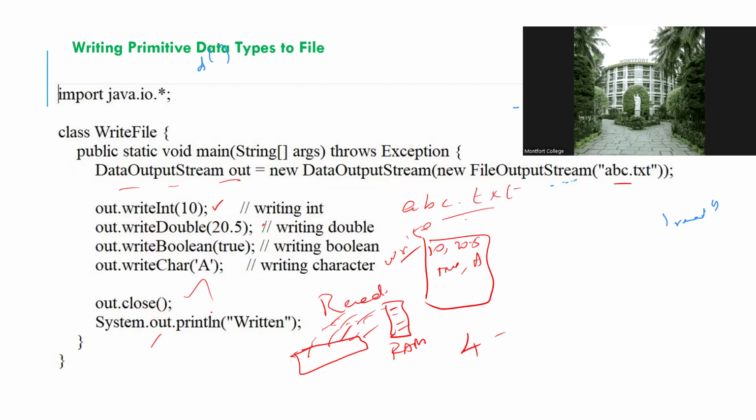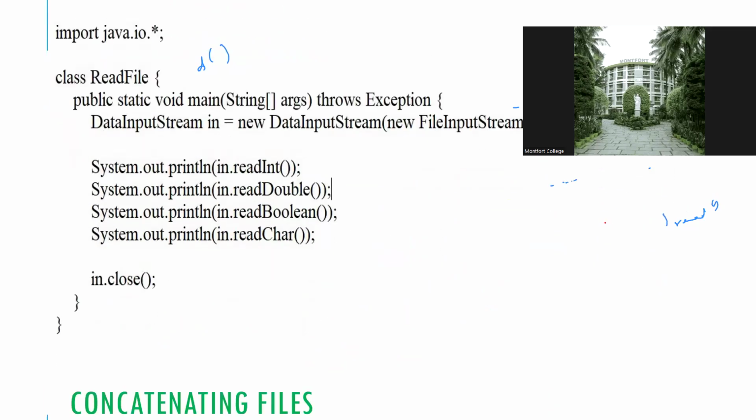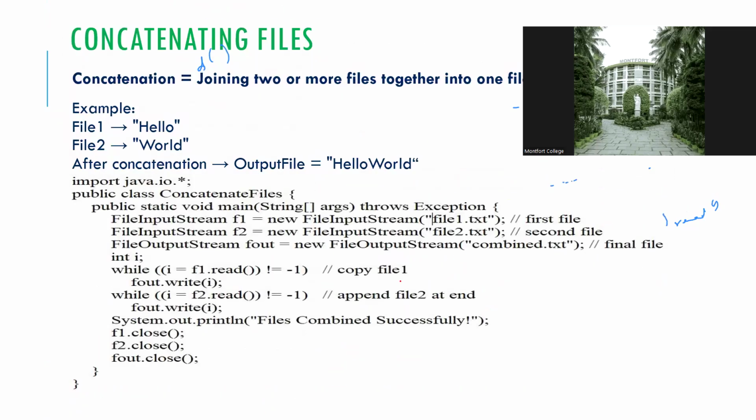Then we are closing that, and we are printing with System.out.println that it wrote all the characters successfully. Okay, now we will move on to concatenation. So how to concatenate two files? For that I have used file input stream.